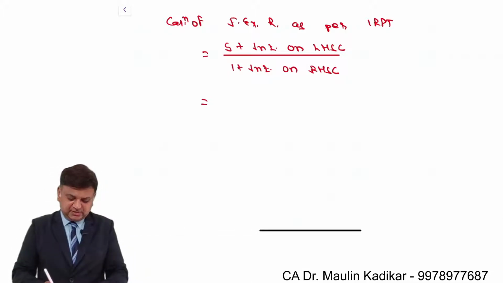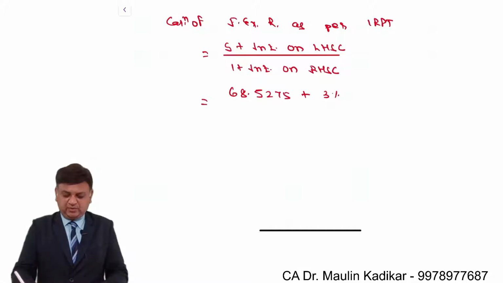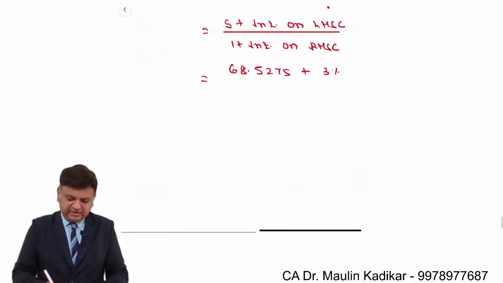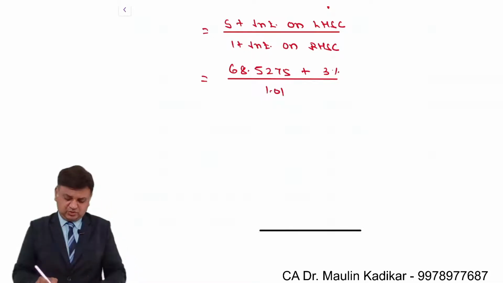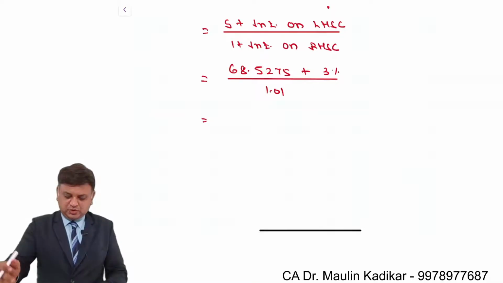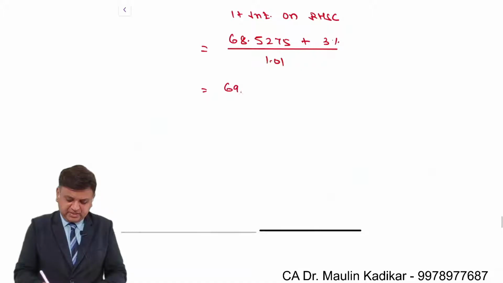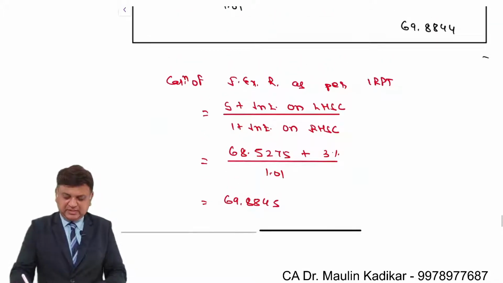Spot exchange rate is 68.5275 plus 3% directly I am doing, divided by 1.01. Why is 3%? Half of 6%. Okay. So use your calculator. 68.5275 plus 3% divided by 1.01. So it comes to 69.8845. You can see it is exactly this rate.